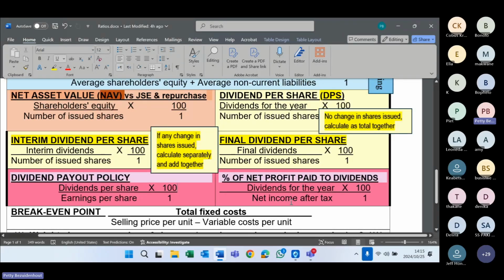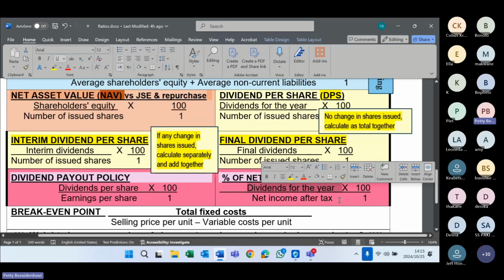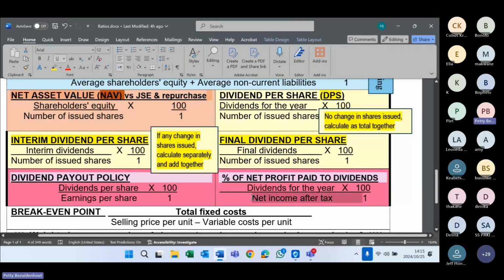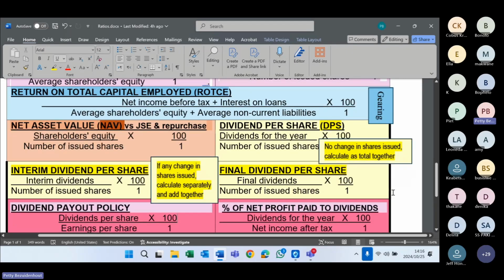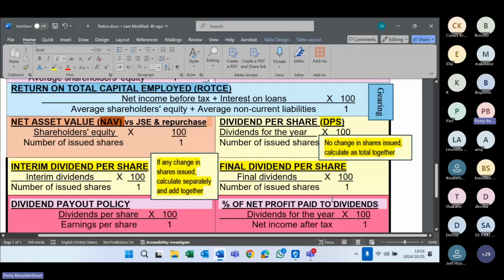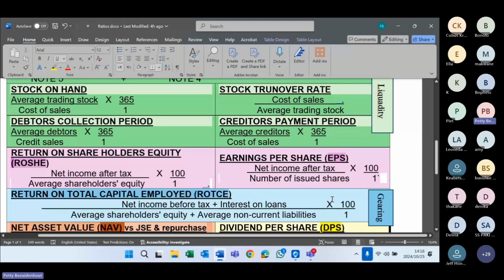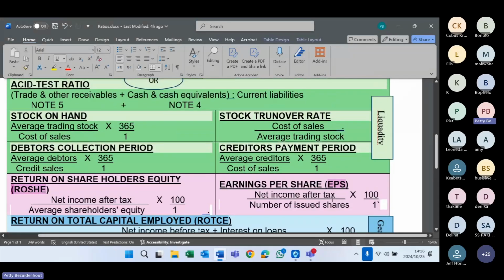This one is a similar calculation to the payout policy on this side, but there they use the total dividends for the year, the rand value, divided by the net profit after income tax, your final amount on the income statement. But it will present you with the same percentage rounded off. Either or, depending on the information, I will then decide which one I would have used. Okay, now back to EPS.